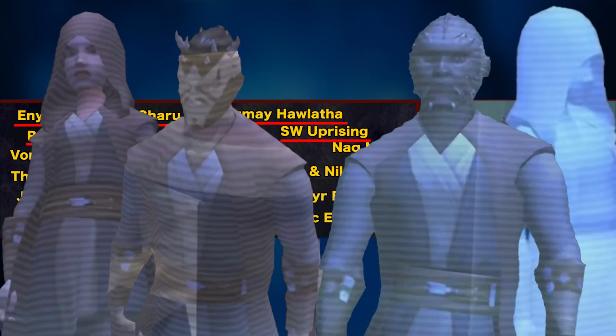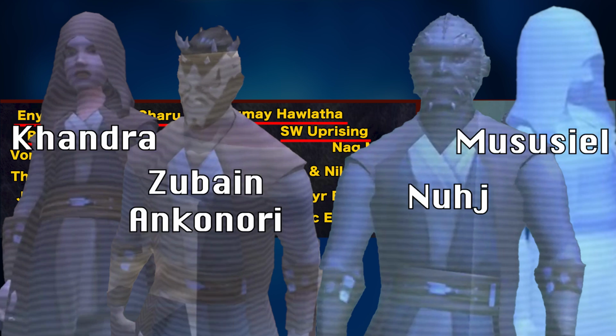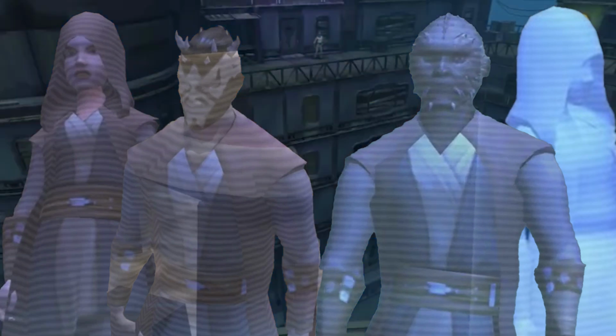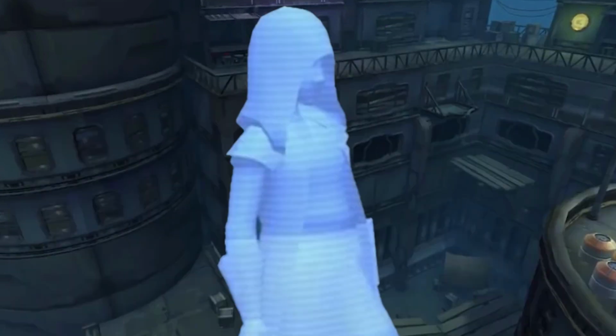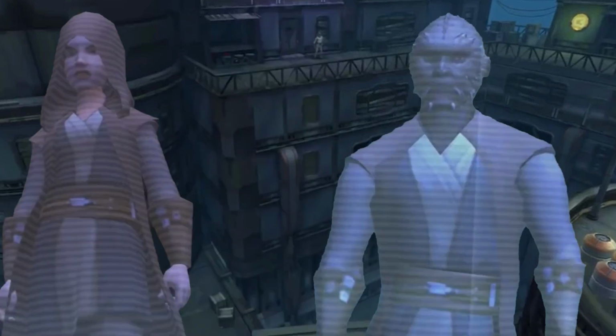After this, there's Jedi from Star Wars Uprising. In the mobile game Star Wars Uprising, we saw 4 Jedi who survived Order 66. These were Zubain Ankanori, Mususiel, Kandra, and Nudge. They hid in a Jedi shrine on Anoat, but were discovered by the Empire, and an Inquisitor was sent after them. Mususiel stayed behind to buy the others time to escape, but the Inquisitor tracked the others as well, with Ankanori being killed as the remaining 2 escaped.